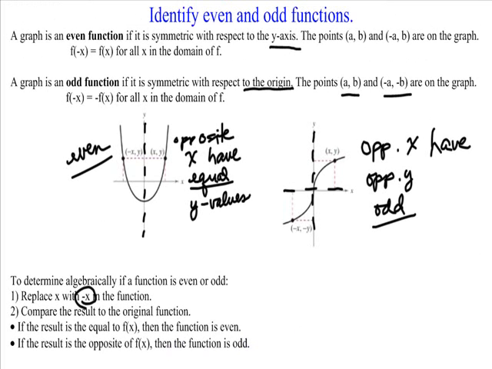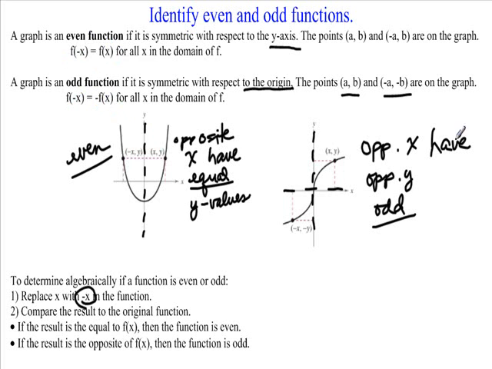Now, let me back up and show you one last thing. I didn't say this earlier, but this is the way we state that mathematically. We say if f of negative x is equal to f of x, then the function is even. So that's saying the opposite of x have the same output value. Here we're saying that f of negative x is equal to the opposite of f of x. So that's saying that opposite x values have opposite y values.